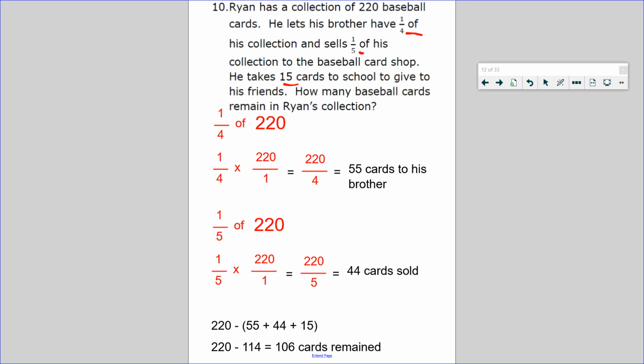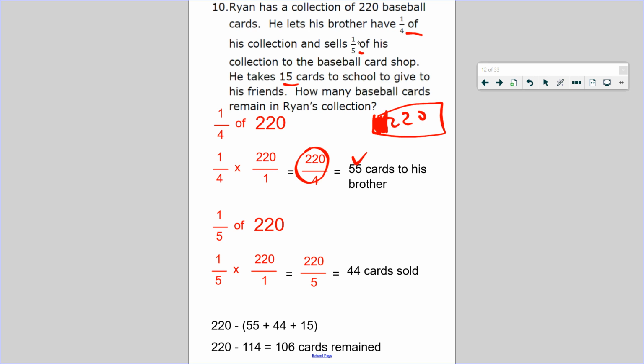All right, so let's see. Here's all his baseball cards, 220. He gives 1/4 of it, so you're giving part of it. When you're giving part of something, you're multiplying. So 1/4 times 220. 1 times 220 is 220. 4 times 1 is 4. If you divide this, you get 55.